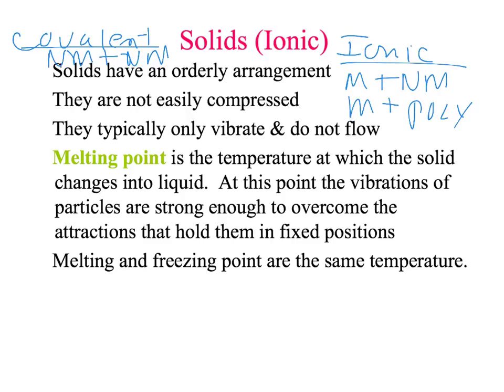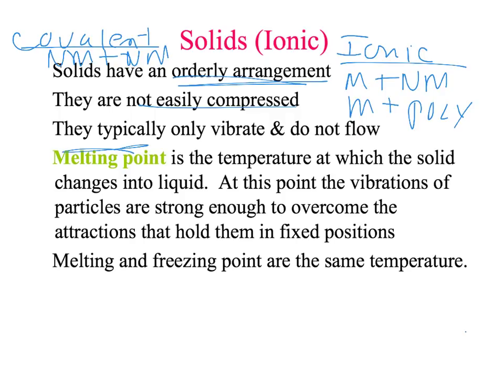Ionic solids have a very orderly three-dimensional arrangement of atoms inside of a crystal system, of which there are 7. They are not easily compressed because the very definition of a solid is that the atoms are already as close together as they can possibly be. Solids are typically in such a close-packed system that they can only vibrate, and they do not flow like a liquid or a gas would flow. Remember, liquids and gases are fluids but not solids.